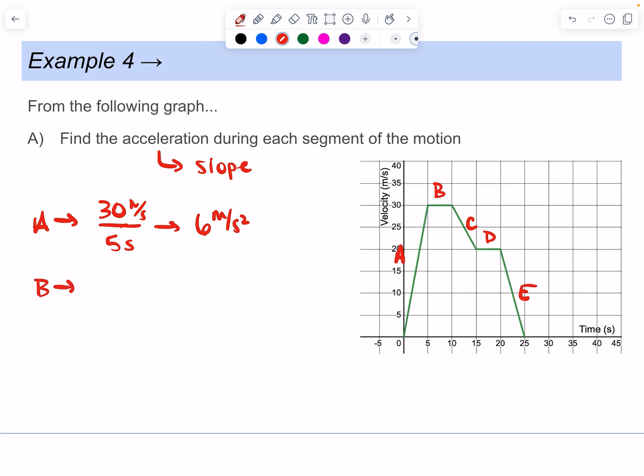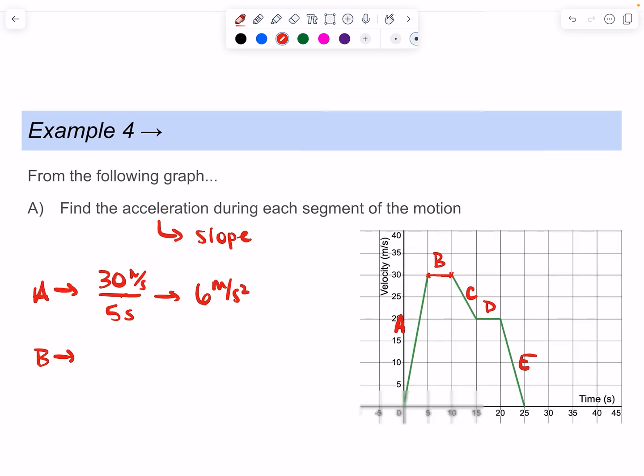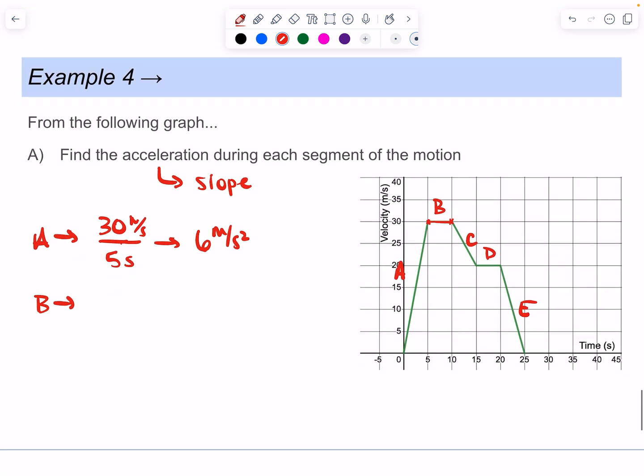During segment B, we have a nice horizontal line. That means that at this point in time, the object is traveling at 30 meters per second, and for that entire segment, it stays traveling at 30 meters per second. So that means that the acceleration, or the change in velocity, is 0.